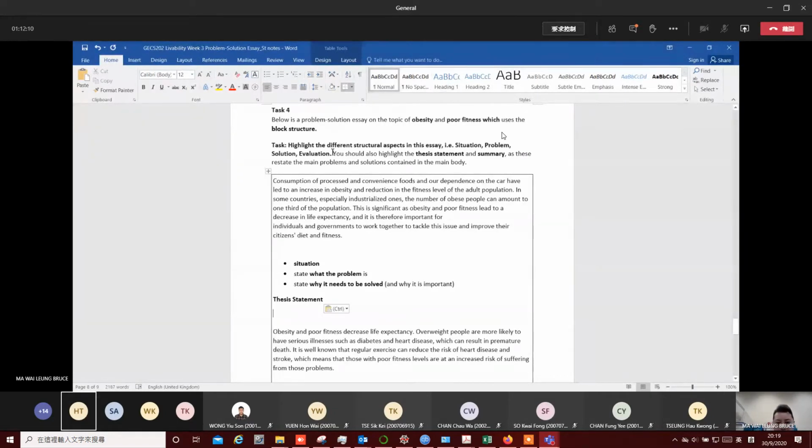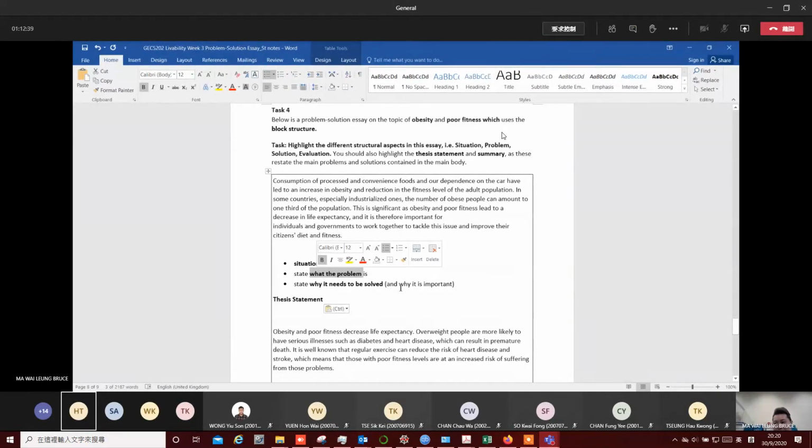Same time. Consumption of processed and convenience foods and our dependence on the car have led to an increase in obesity and reduction in fitness level of the adult population. So at the very beginning, the writer starts with the problem. Okay, the problem is there. We can't see the situation. It depends very much on how you regulate it. If you ask me which is more important, situation or problem, I would say problem is more important than situation.